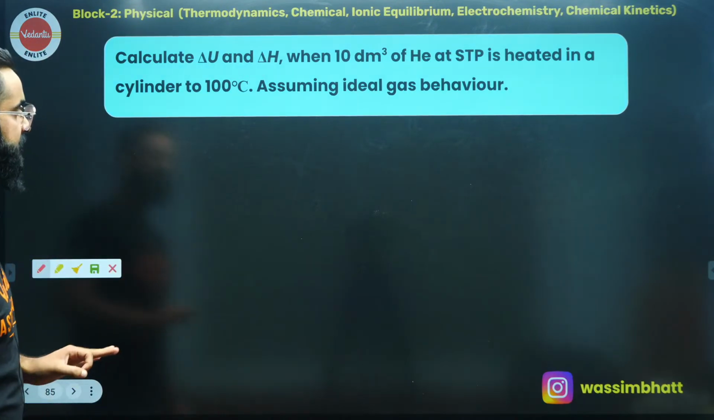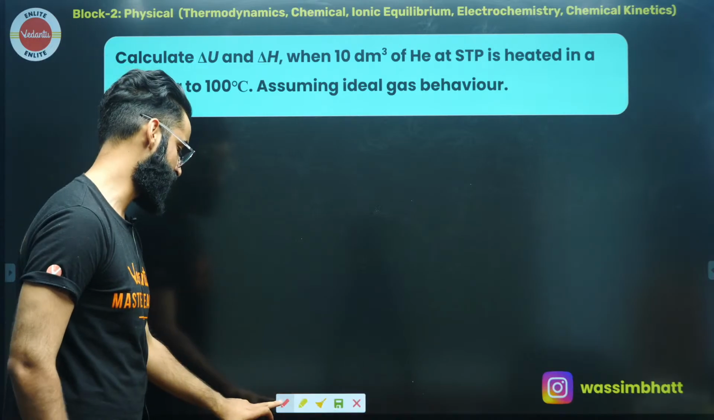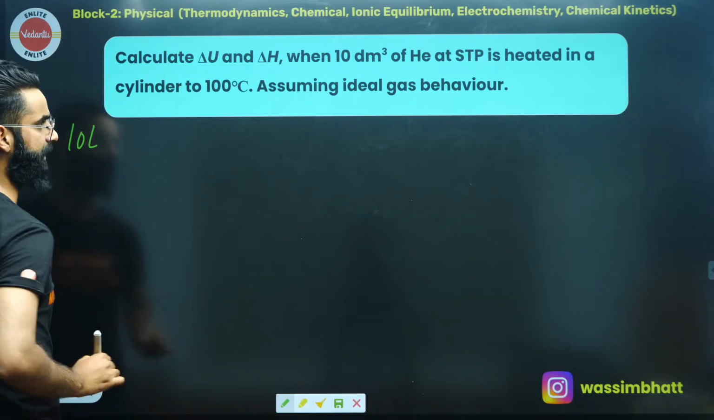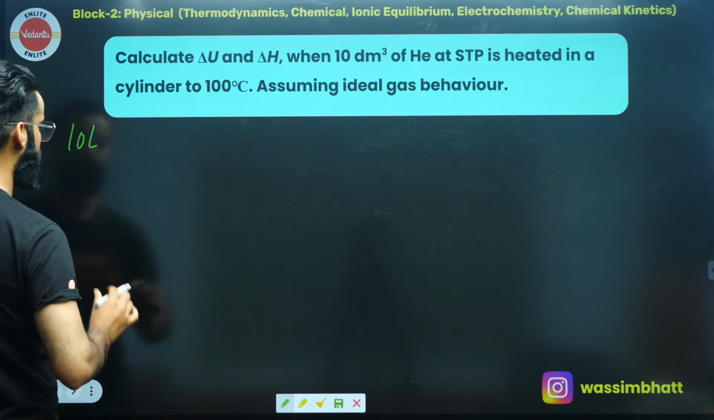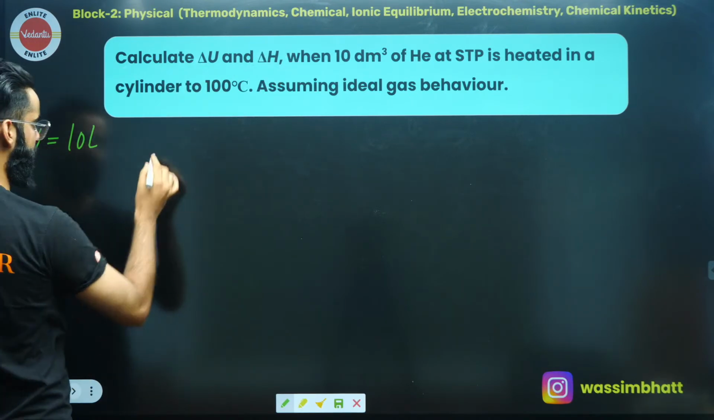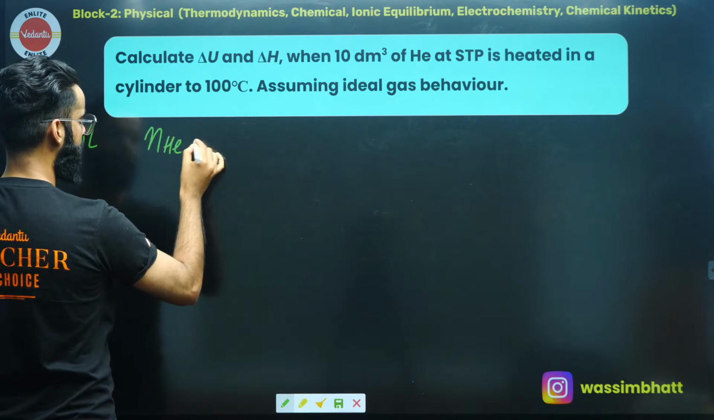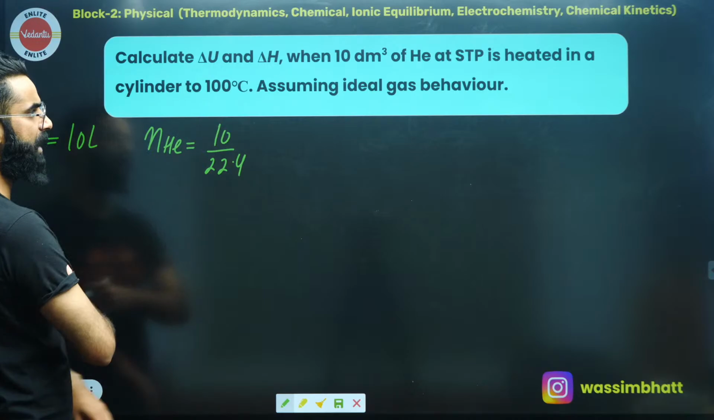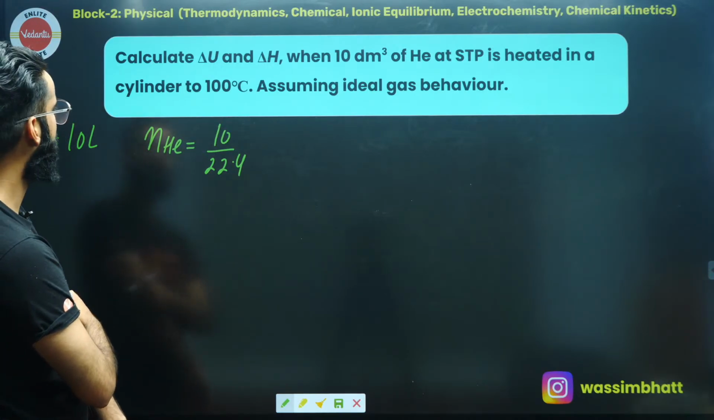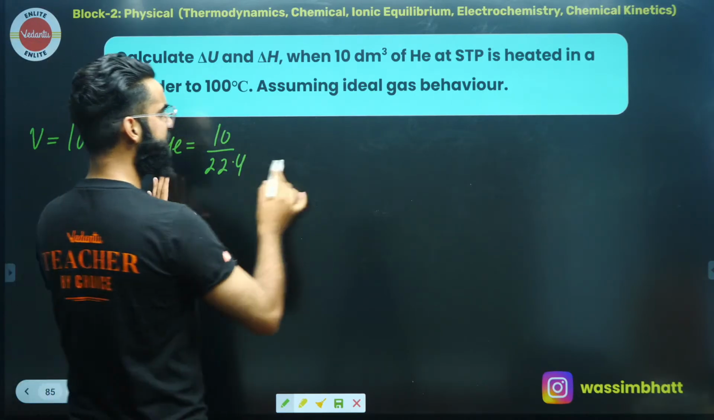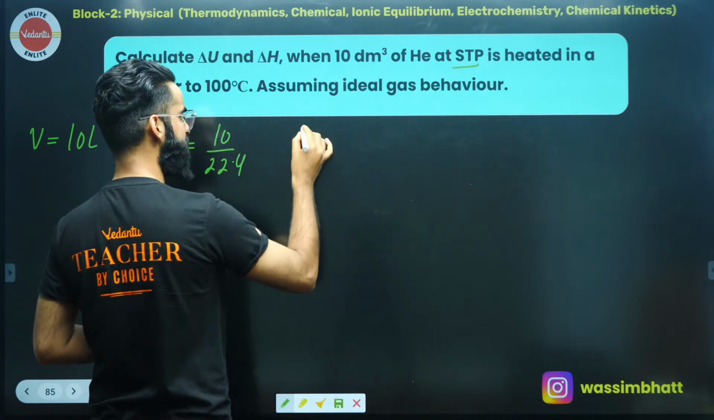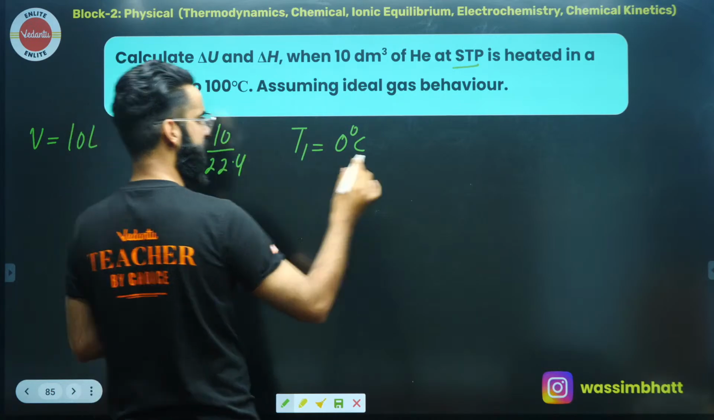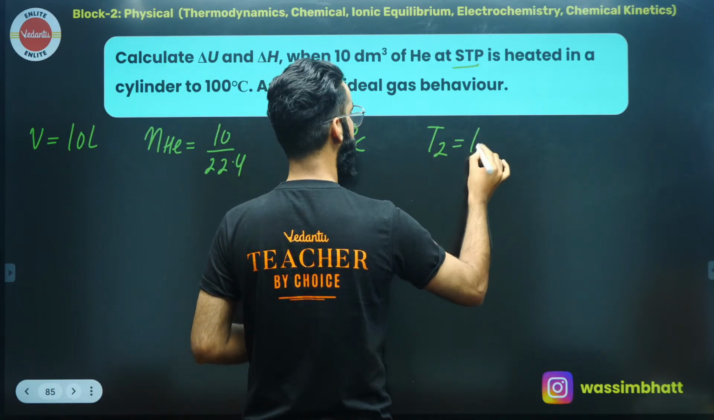Calculate delta U and delta H when 10 decimeter cube of helium. So basically 10 decimeter cube means 10 liters. So basically you have got 10 liters of helium at STP. If I ask you how many moles of helium do we have, you will say 10 liters divided by 22.4. These are the moles of helium which you have, right, at STP. Now, since the helium initially was at STP, that means the initial temperature of helium is supposed to be 0 degrees centigrade. Now you are heating this helium to the final temperature of 100 degrees centigrade.